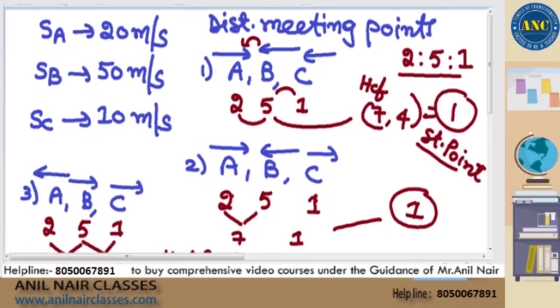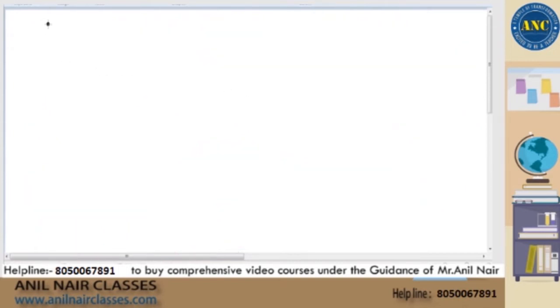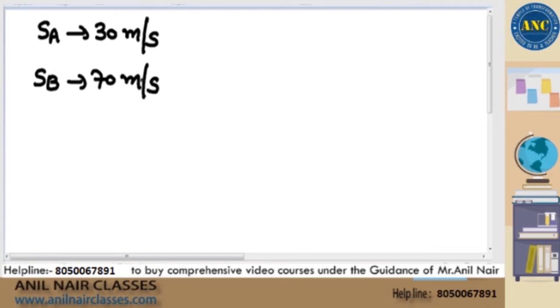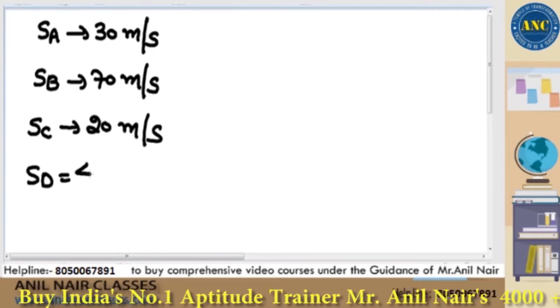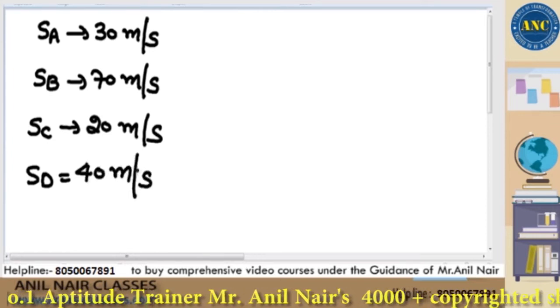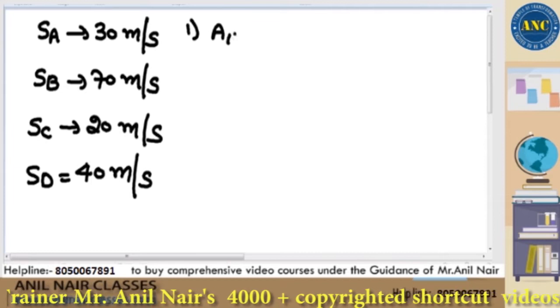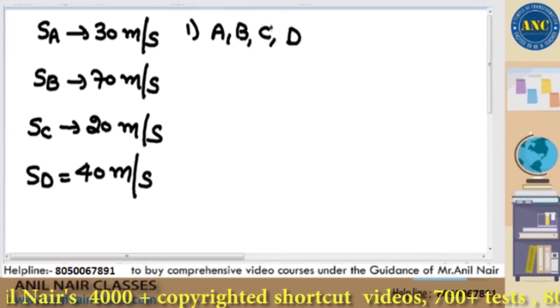Next. Now this is 3 people. Another one. Now see here. 4 people, 4 people keep, 5 people keep. SA 30 meters per second, SB 70 meters per second, SC 20 meters per second, SD 40 meters per second.